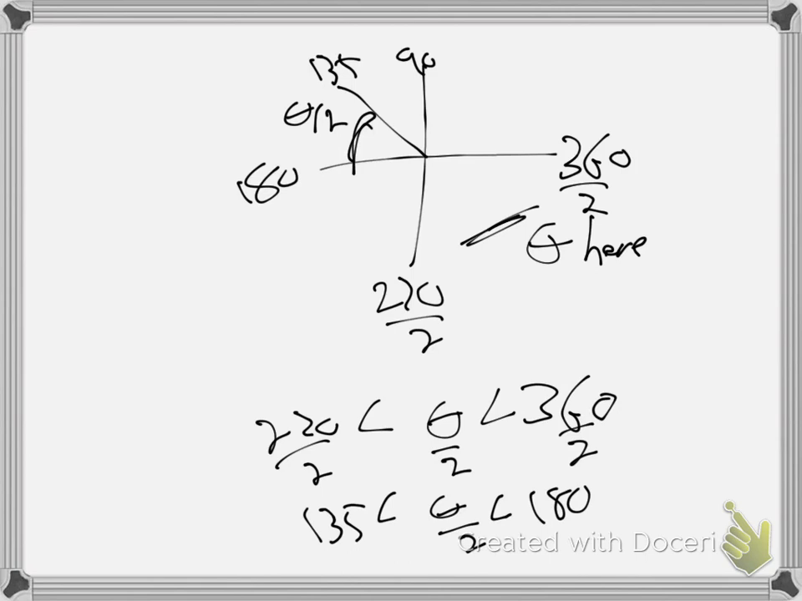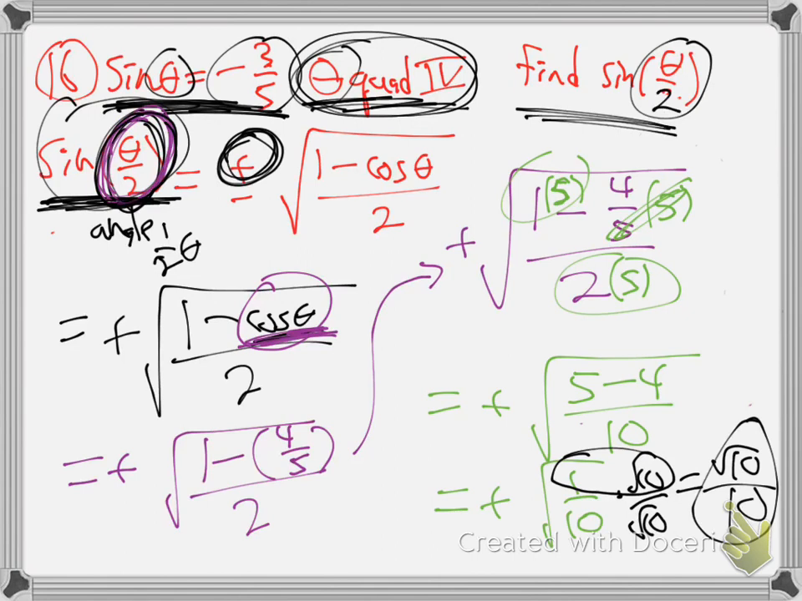So it's like me saying, hey, I'm thinking of a number between 6 and 10, but then I cut it in half. Well, now it's between 3 and 5. Make sense? So they told me theta's in quadrant 4, but then they asked me to find theta over 2, right? That was the question. Find theta over 2, and they told me where plain theta was. Quadrant 4, so I had to cut those quadrant 4 numbers in half.